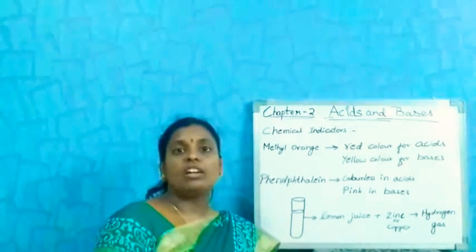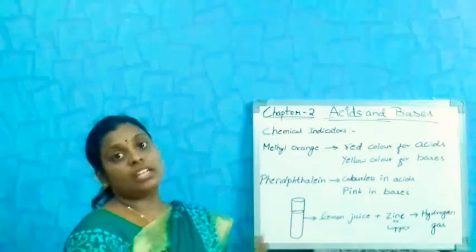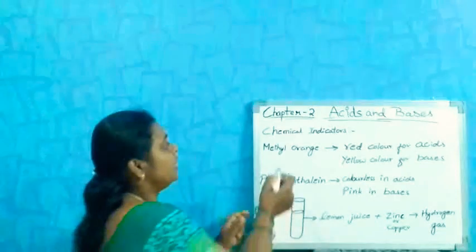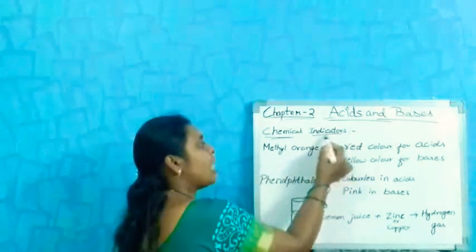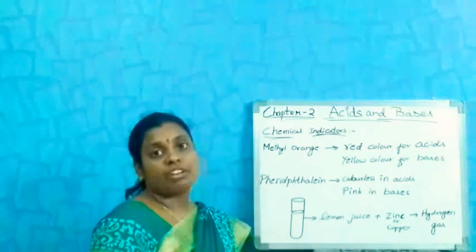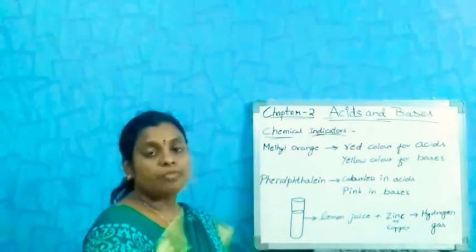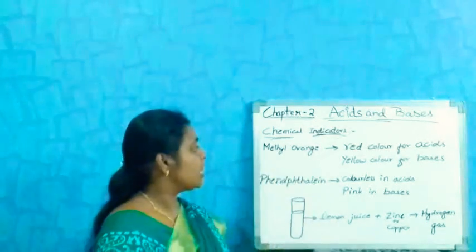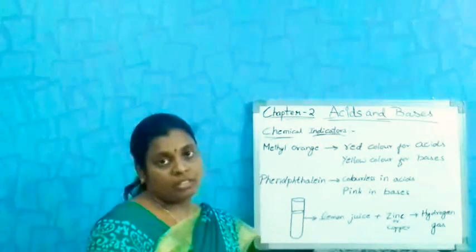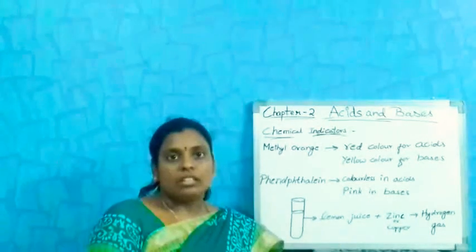Till now we have learned about natural indicators, and now we are going into detail about chemical indicators. These chemical indicators are used for laboratory purposes, to identify various reactions going on between acids and bases. Examples of chemical indicators are methyl orange and phenolphthalein. For this, I want to give an experiment.